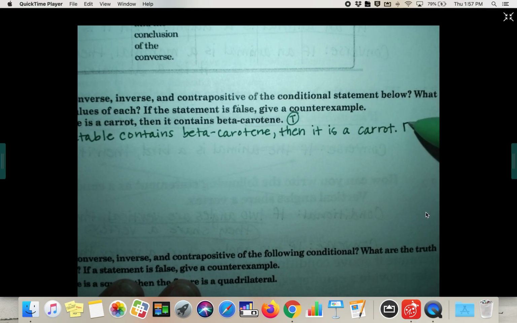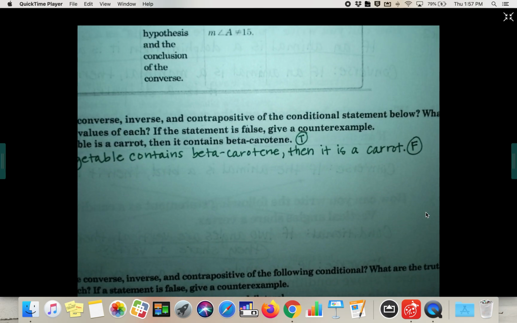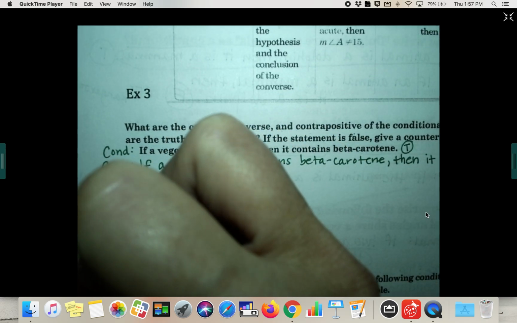That one, I'm just going to go ahead and tell you is false, but I don't know my vegetables good enough to be able to tell you a counterexample. So maybe you should go look one of those up. And while you're at it, check and see if a kangaroo is a mammal. Okay. Then we're going to write the inverse.